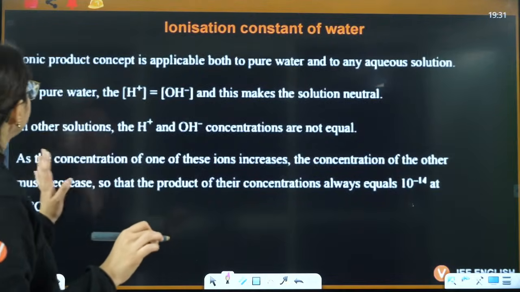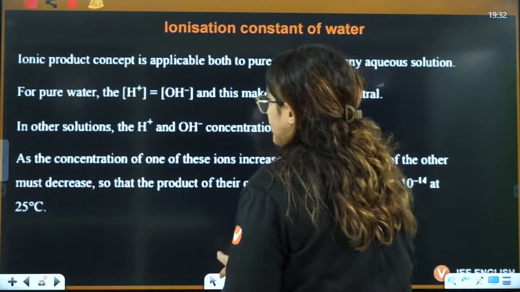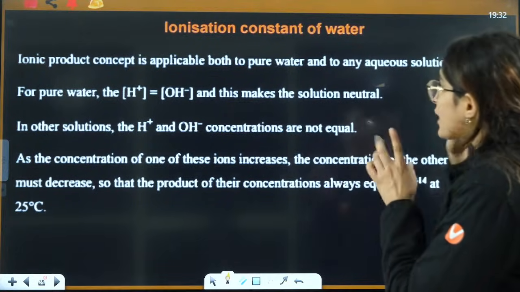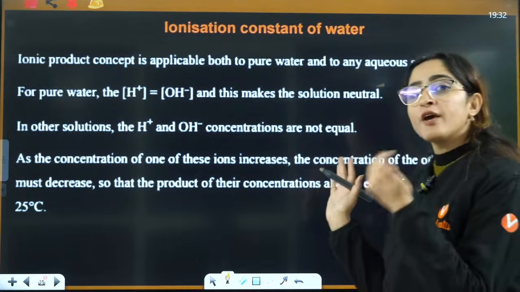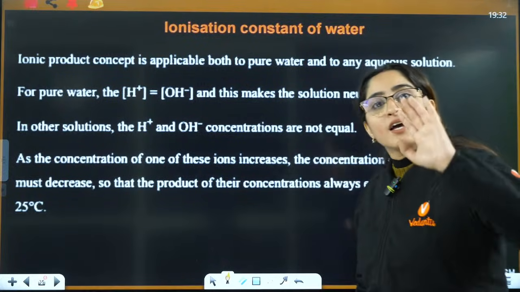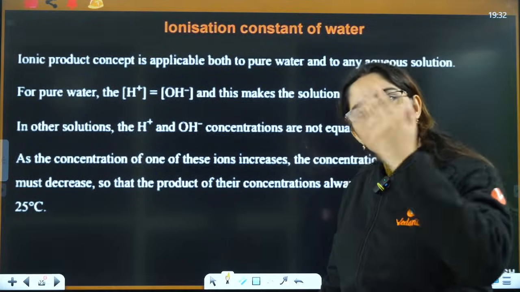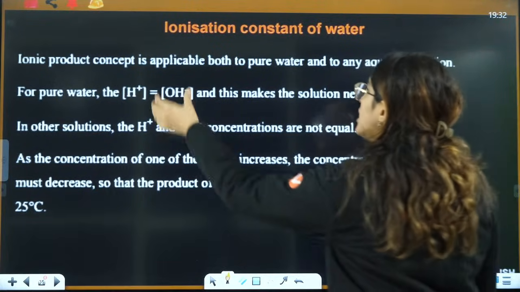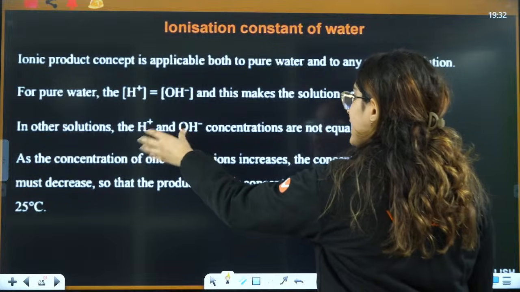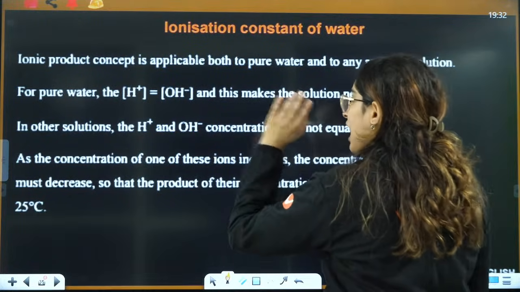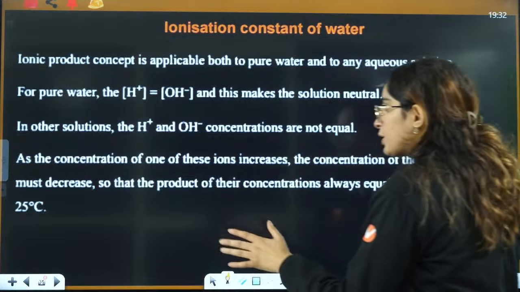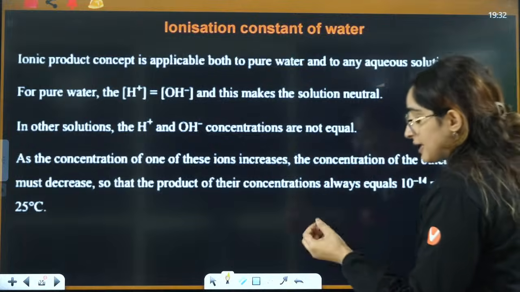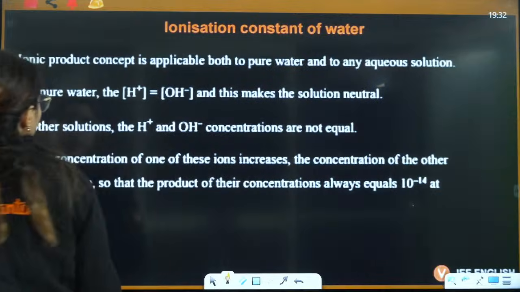Acha, see next one. Now we are saying that the ionic product concept is applicable to pure water and to any aqueous solution. I am not saying always pure water. To acidic solution, basic solution also it is applicable. Let's talk about how it will be applicable. But if you talk about pure water, because these concentrations are same, H positive and OH negative concentrations are same here. But in other solutions, they will not be equal. As the concentration of one of these ions increases, the concentration of the other must decrease. What do you mean by that?